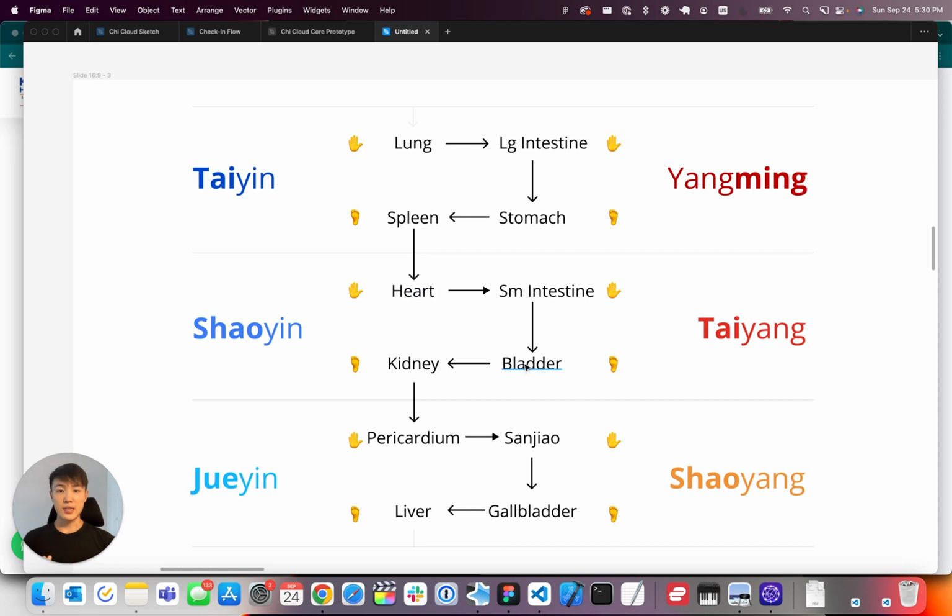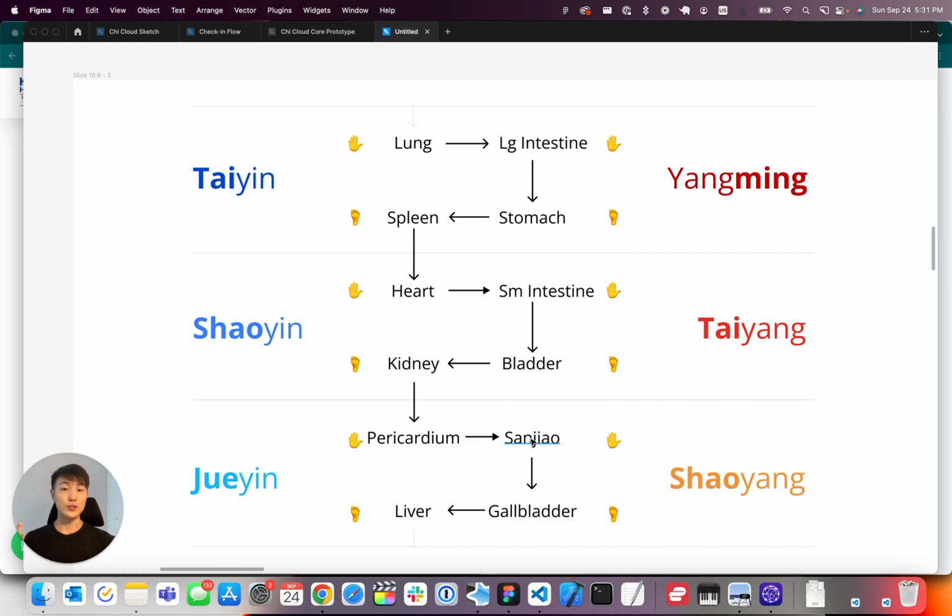Let's look at another example. We know the bladder meridian is the foot tai yang meridian. We know the bladder meridian is the bladder meridian of foot tai yang. Let's look at another example. We have sanjiao. So sanjiao is the sanjiao meridian of hand shao yang.